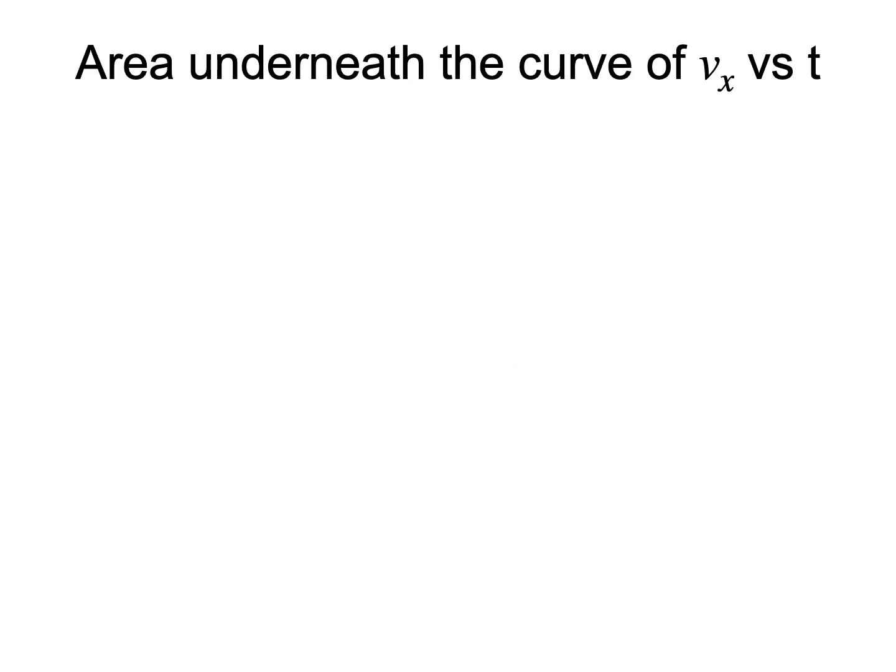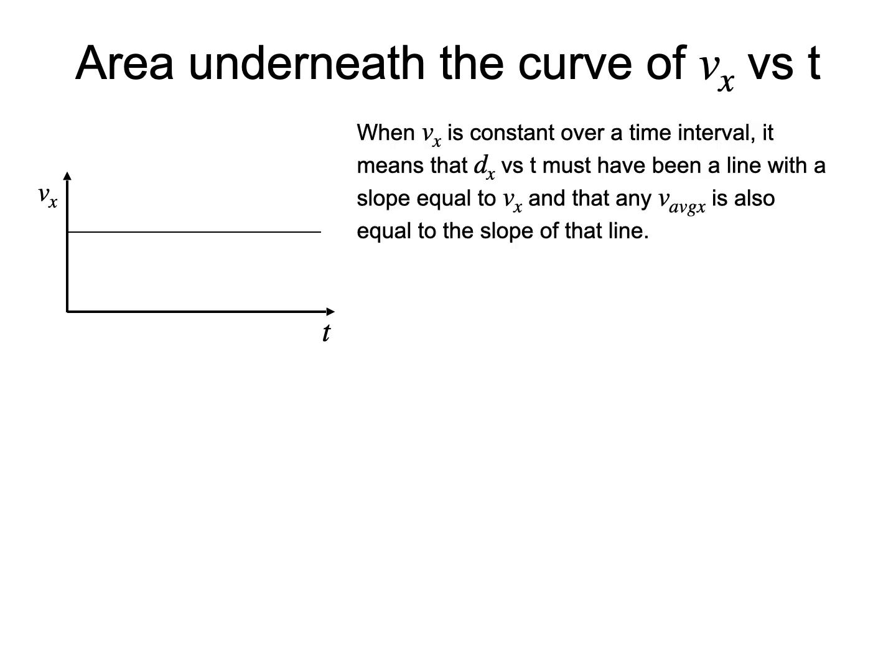When the x component of the velocity is constant for a certain time interval, it means that the relationship between dx and time is linear, and the slope of that line equals the constant Vx value, as well as any evaluation of the x component of the average velocity. In other words, for this special case, the x component of the velocity equals the x component of the average velocity, which is equal to the x component of the displacement divided by the duration of the time interval.